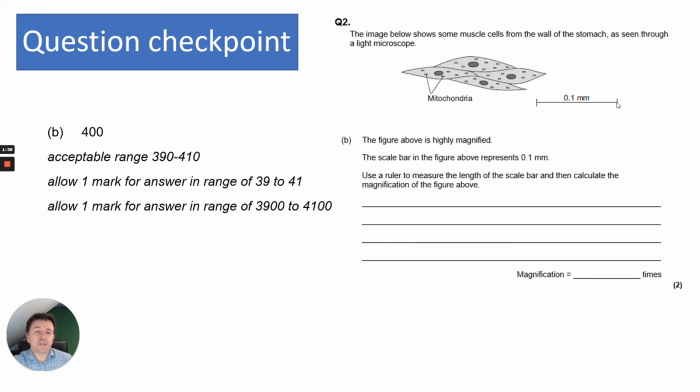So what you need to do then is convert it. Well, you don't need to convert it actually. You can then just divide 40 by 0.1 and that will give you times 400. So you don't even have to measure the cell.